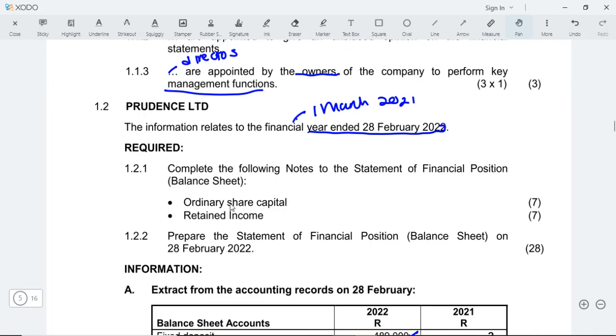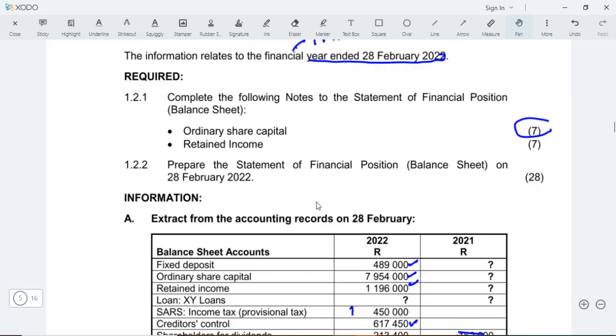So now the ordinary share capital note that we're supposed to do is only taking 7 marks, but mostly in the exam it's around 10 to 13. So it takes most of the marks on the balance sheet. So let's go to the questions.